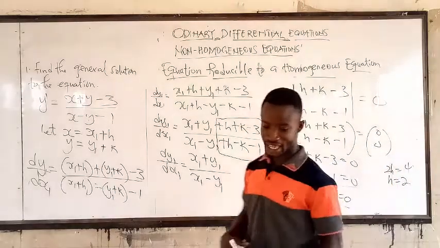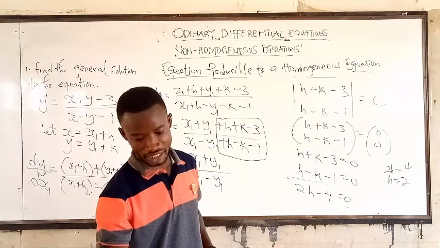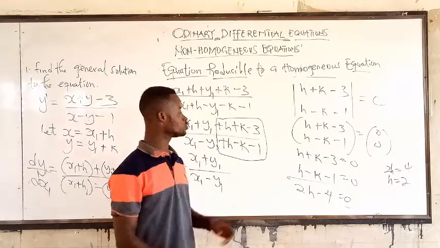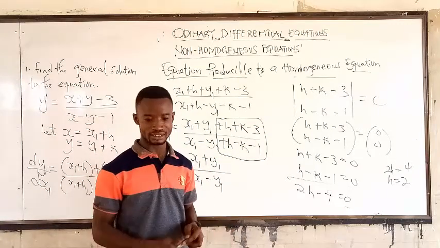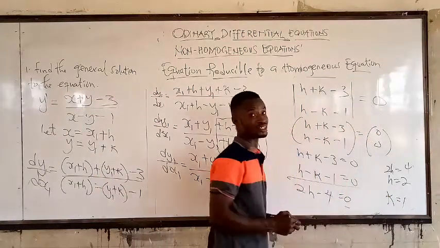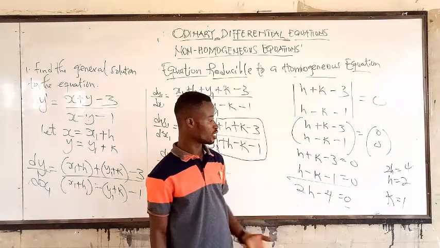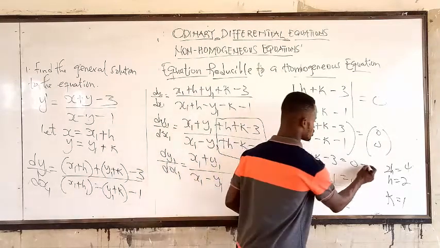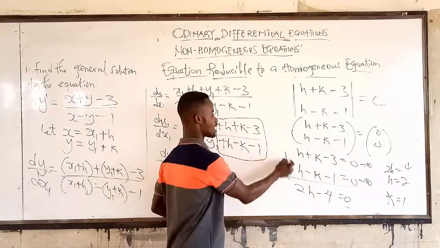And when you get your h to be equal to 2, then you take any of the equations and do the substitution. And when you do that, your k is going to be 1. You know that already, okay? You can do the substitution here or here. So this is equation 1, equation 2. Alright? So we add to get this.